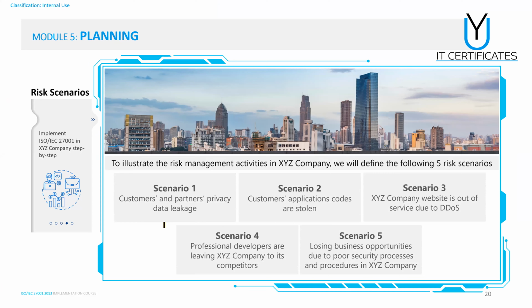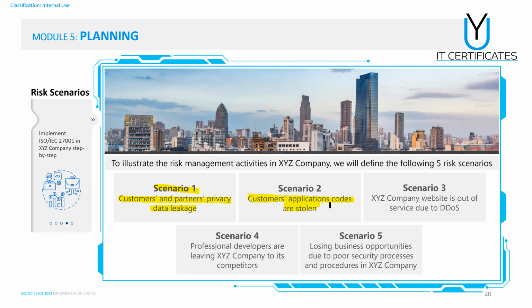Scenario number one, or we can call it risk number 1, that the customers' and partners' privacy data will be leaked. Privacy data can be the name, address, email, number, social number, and all the personal information related to persons. Scenario number 2, or risk number 2, that the customer's application code is stolen. The codes are stolen from the company.